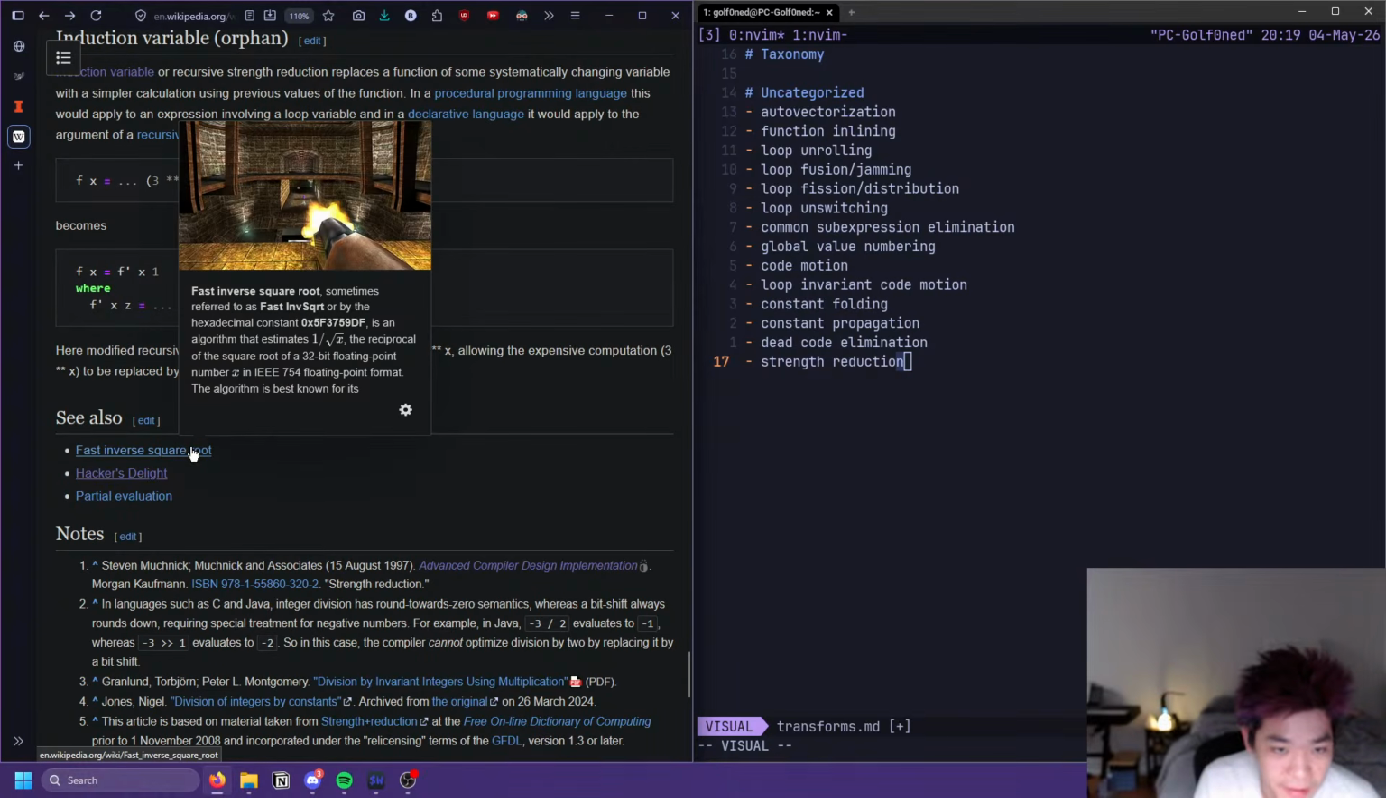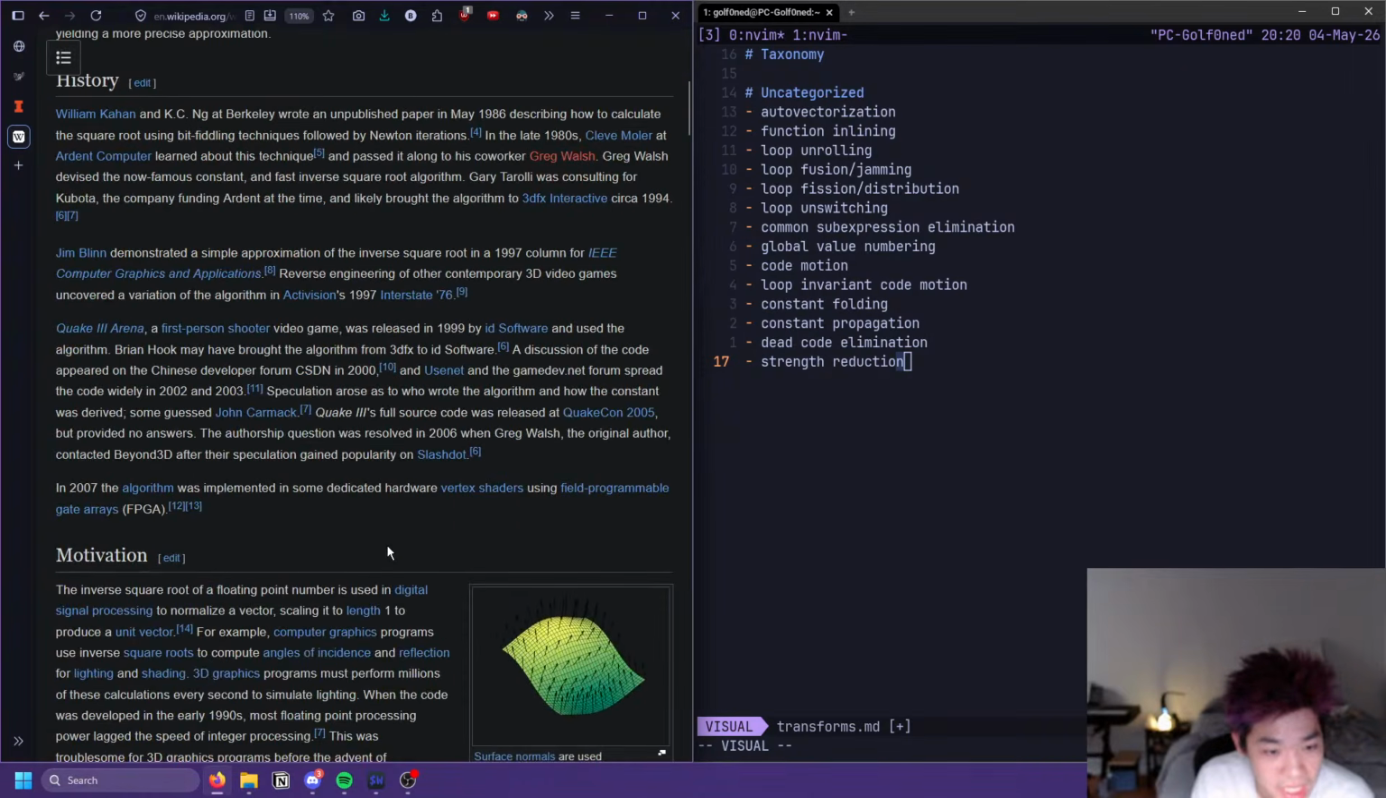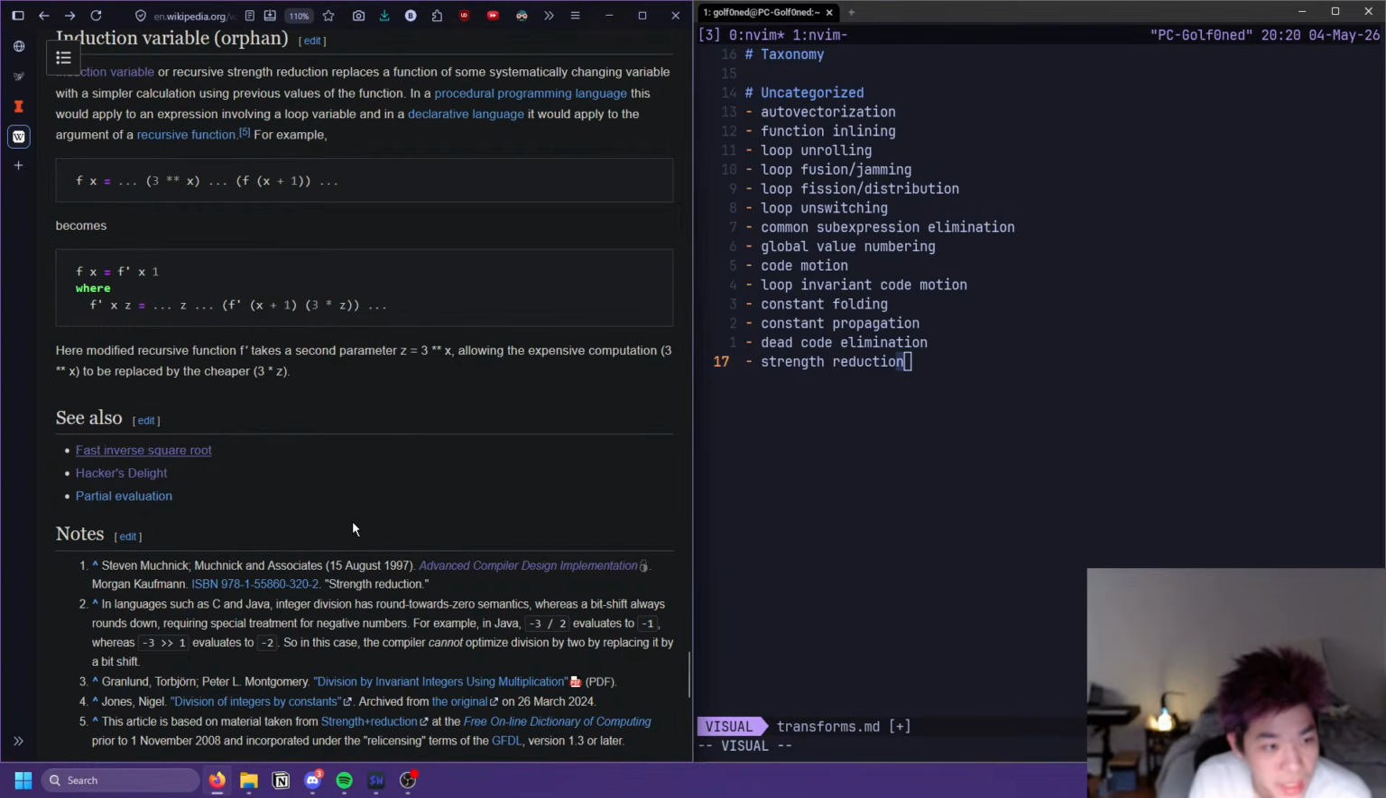Fast inverse square root, my beloved. This is insane. Multiply by a specific giant constant. Wow. Wow, that's crazy.